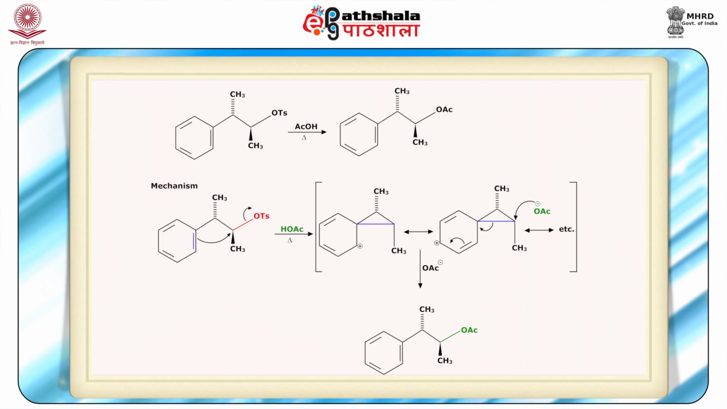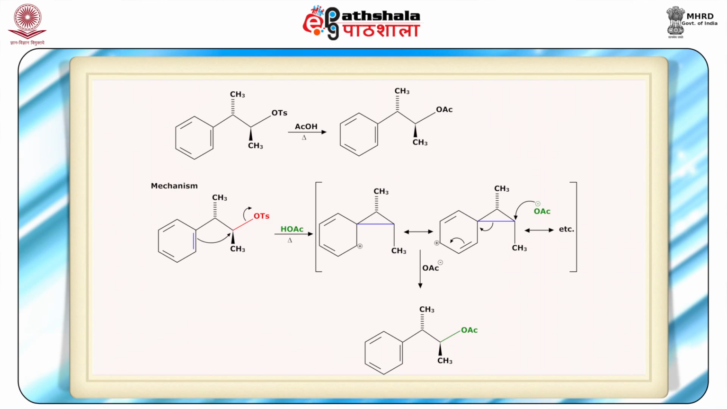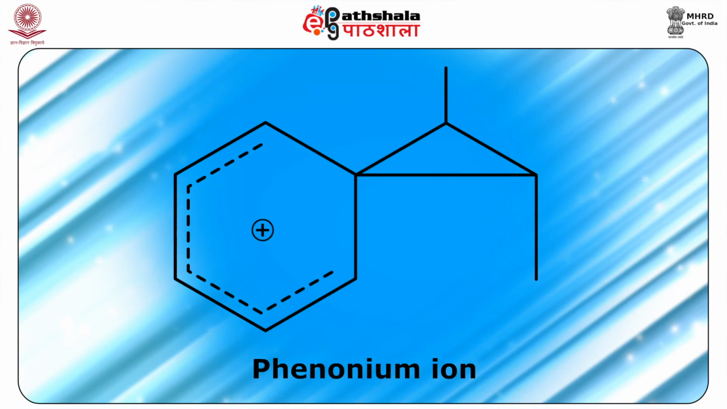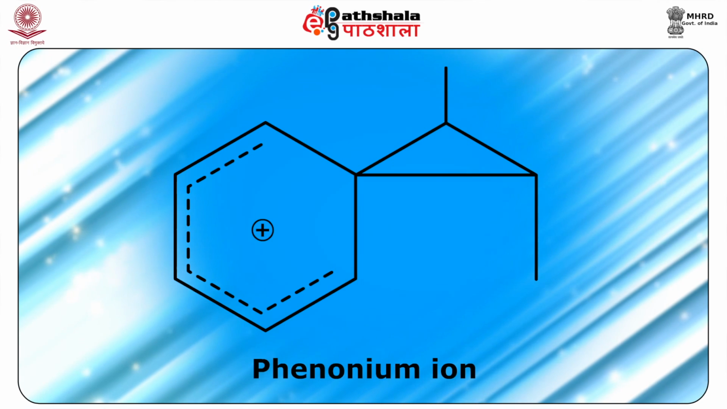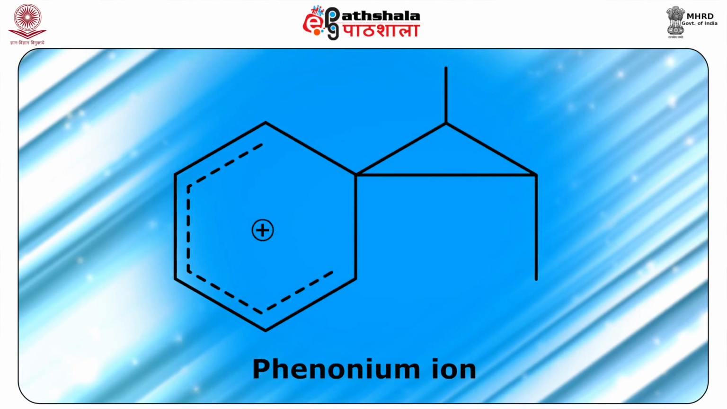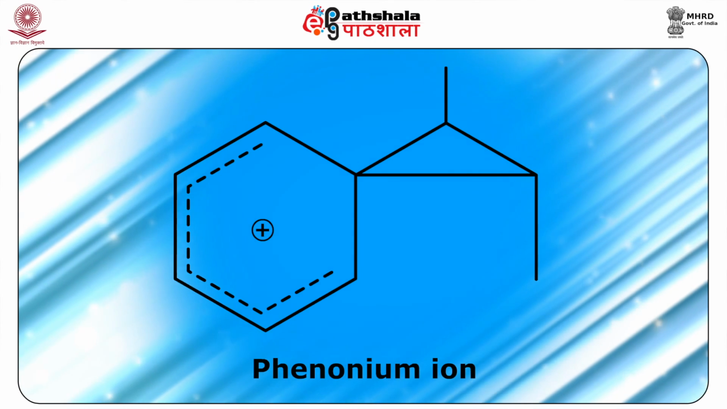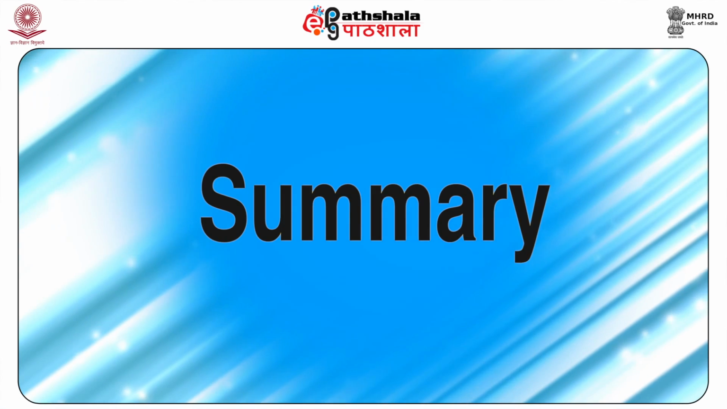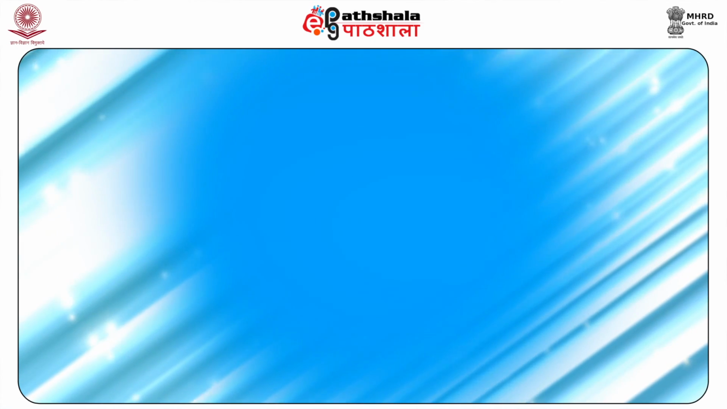So, what we can say here is there is retention of configuration in the product acetate, and this clearly indicates the participation of the phenyl group as the neighboring group. The pi electrons of the ring assist and stabilize the developing positive charge. The intermediates, for the sake of bookkeeping, can be shown as the delocalized phenonium ion. So, let us now summarize what we have learnt in this module.